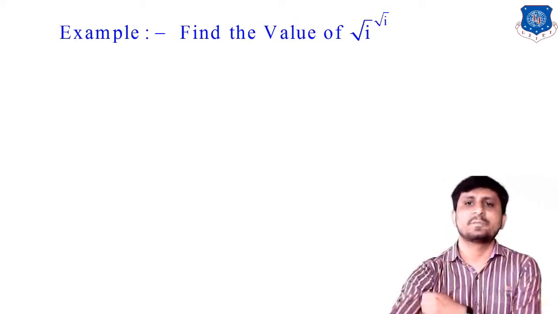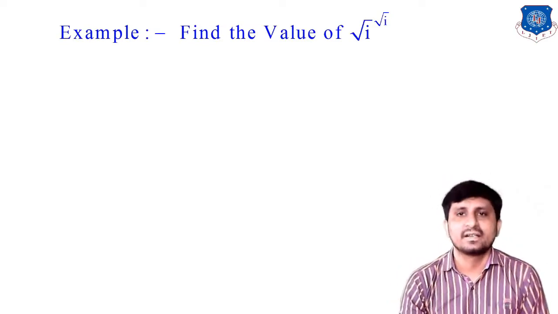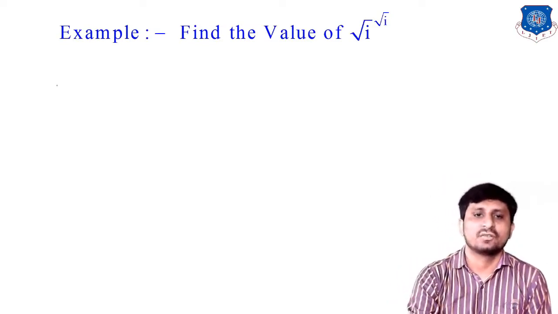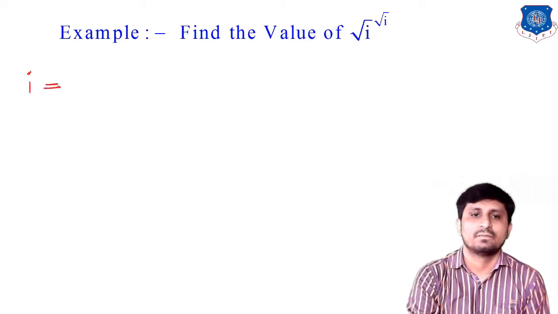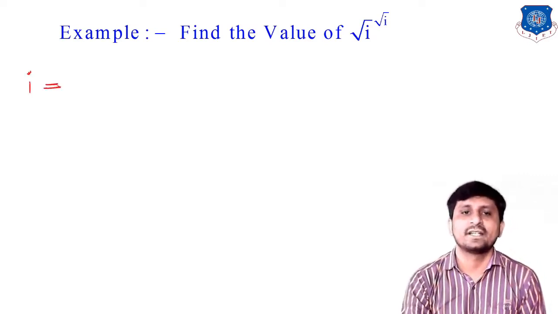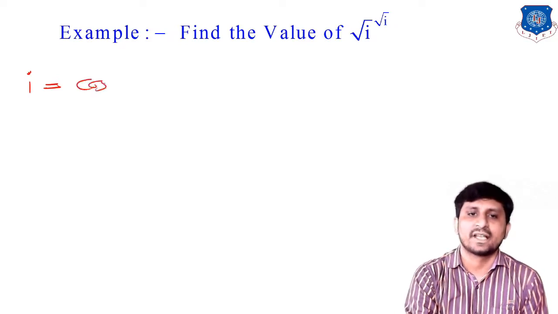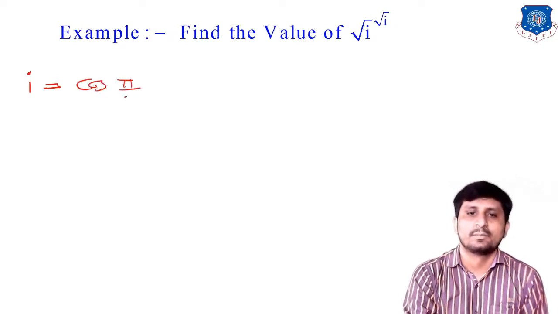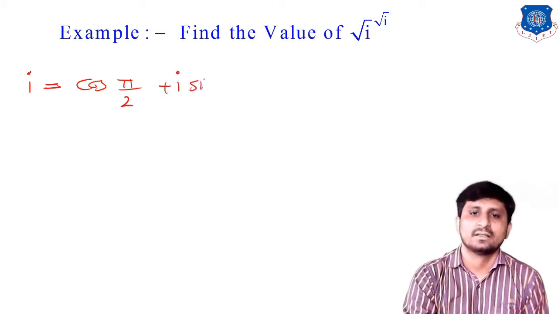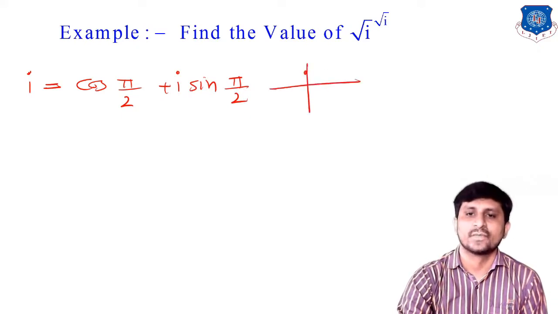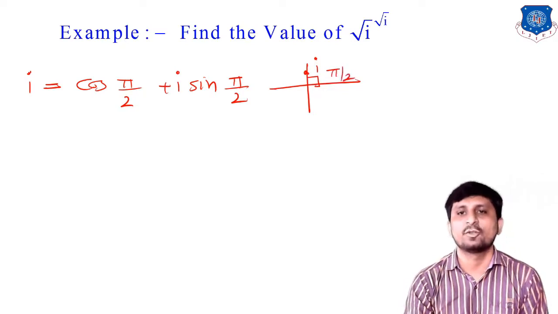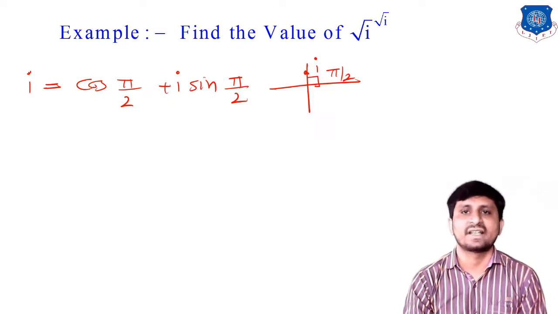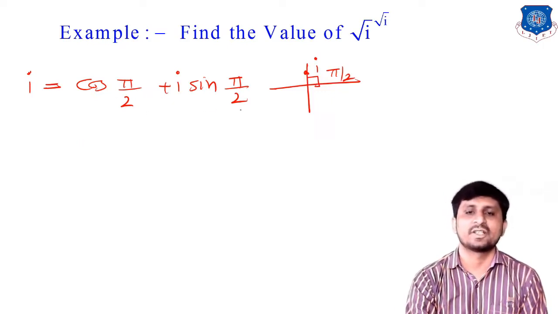Okay, very interesting example. I want to find the value of root i raised to root i. First of all, what is the value of i? If you want to write in a polar form, I can write cos pi by 2 plus i sin pi by 2. Is it correct? Because i means here on a positive y-axis. So clearly principal argument is pi by 2, and r is square root of x square plus y square, so that is 1. So r into cos theta plus i sin theta, I can write cos pi by 2 plus i sin pi by 2.